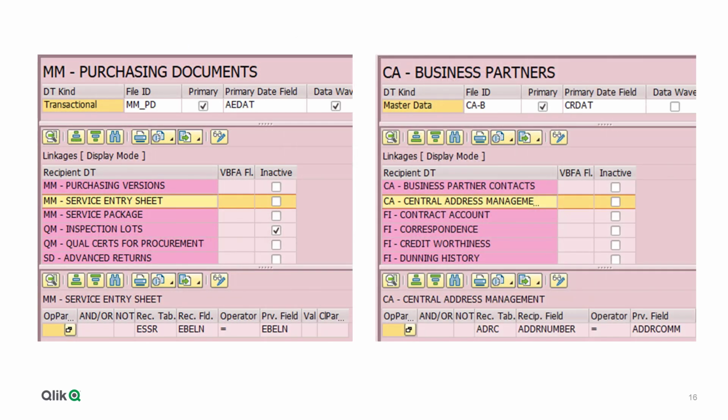This slide provides two examples where the screen capture on the left shows a data type named MM Purchasing Documents, and that it has a number of data type relationships defined. The highlighted one is to MM Service Entry Sheet, and it is possible to see that the relationship uses a mapping of EBELN equals EBELN, which is the field that stores the purchase order number. The capture on the right shows similar content, but uses CA Business Partners as the example. A highlighted link to CA Central Address Management is visible, and the relationship uses a mapping of ADDRNUMBER equals ADDRCOM, both of which store the address number.